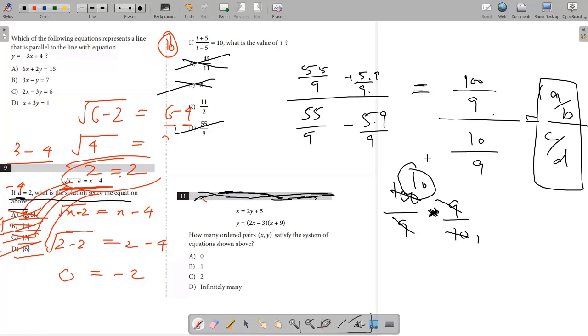100 minus 10. Where did you call 90? Okay. 100 minus 10, like, why? Where are you subtracting?